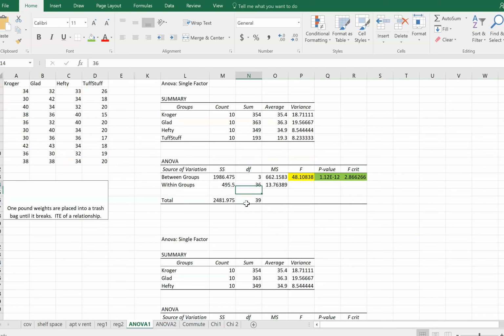So hence, the degrees of freedom within is just enough degrees of freedom to get to the total. You see, these two numbers have to add to this. That's kind of our check. So if we have 4 groups and n minus 1, that's 3, that's where that number comes from. And if we have 40 total values, look at the chart, then n minus 1 degrees of freedom is 39, and hence 39 minus 3 would be 36, and that's how I got that number.